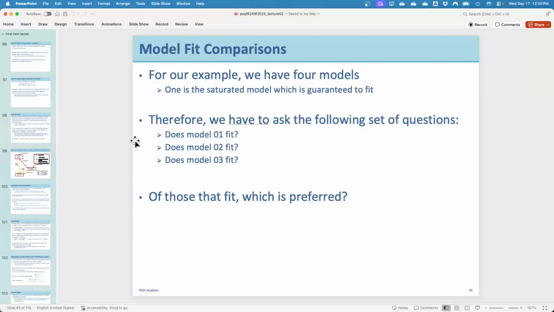Excellent. Okay, so we have four models, and we know one of them is guaranteed to fit because it's the saturated model. It's the answer key, right? We wouldn't even run that model usually because it will do it for us, but this is for demonstration purposes, for your guidance. We have to ask a series of questions. First, we need to see, do each of the three models fit? And then second, of the ones that fit, which one is preferred? So you can basically eliminate the non-fitting models. All right. Let's do that.